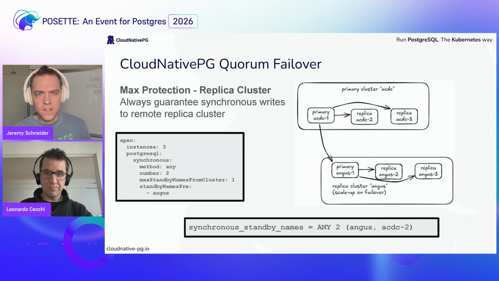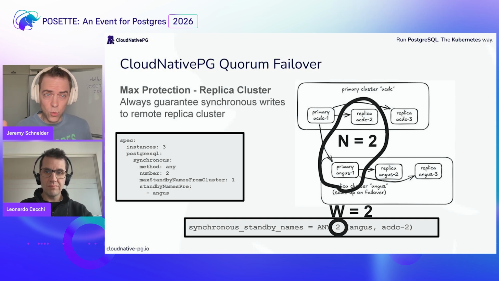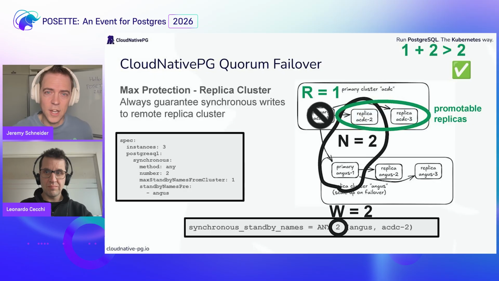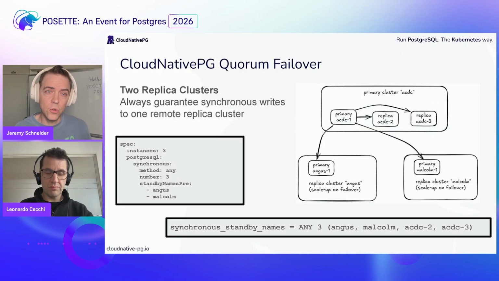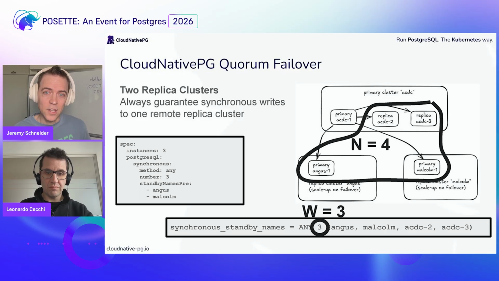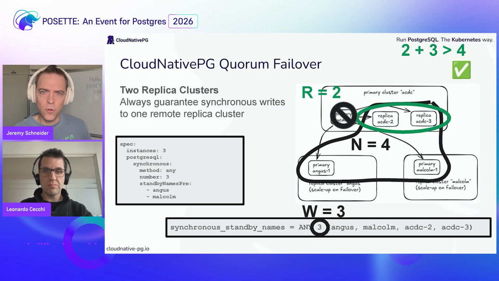You can run exactly the same exercise with a couple other configurations like maximum protection. I'm not going to walk through these in depth, but here's an example where the intersection only includes one of the two promotable replicas. You'll see that the formula still works and it lets it continue. You can even do this with multiple Kubernetes clusters targets. Here the n value is 4, the w value is 3. This is showing two replica clusters, and this is showing how the formula still passes.